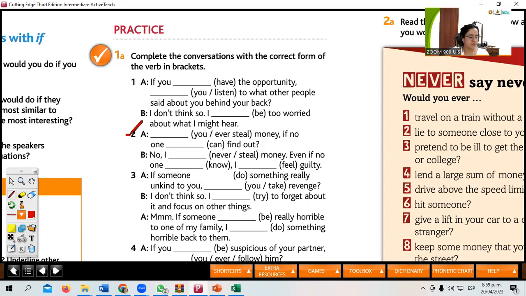The question, number 2. Would you ever steal money if no one could find out? Again, can you repeat the first part? Would you ever steal money if no one could find out? It's correct. And Natalia, please read the answer for question number 2.